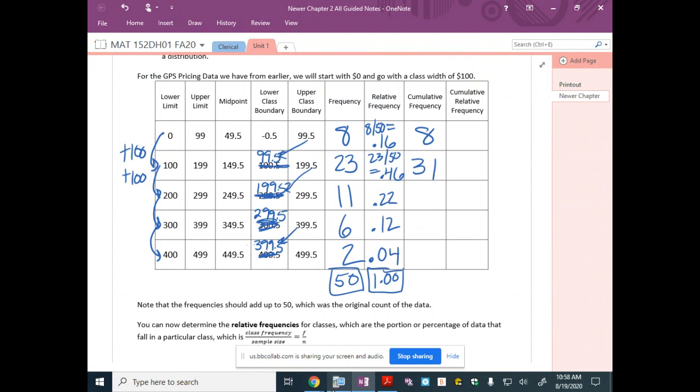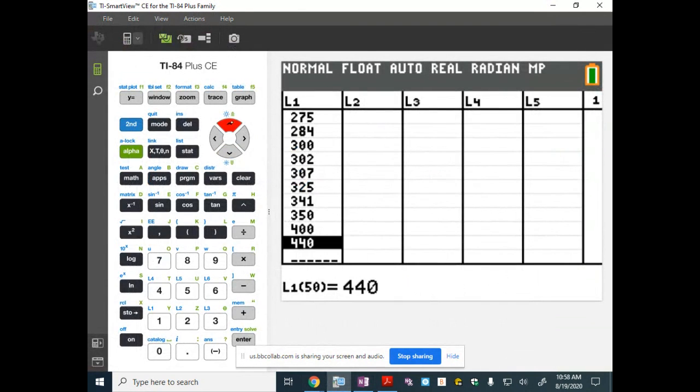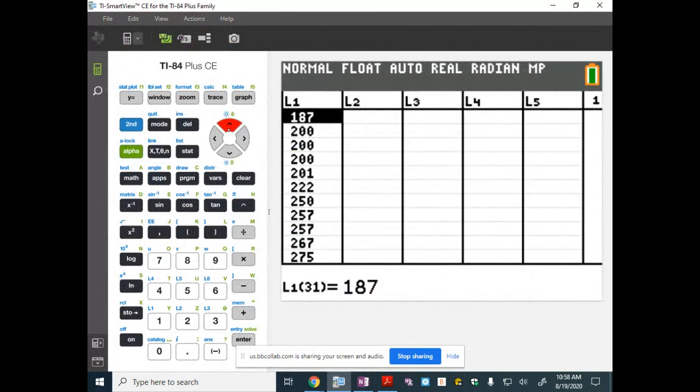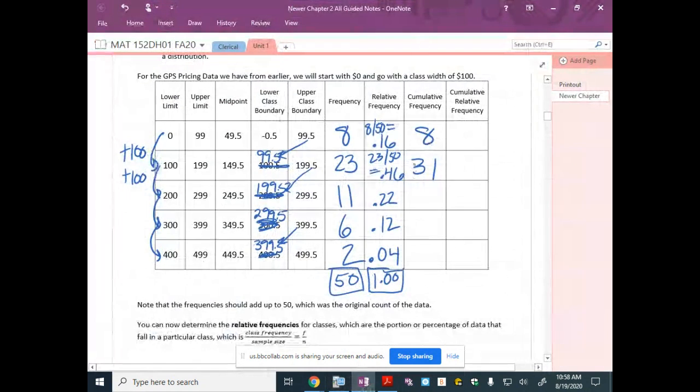Now, let's go back to the chart and see how many pieces of data were below 199 or below. Look, 31. So you can see it that way. So the next cumulative frequency, 31 plus 11, that would be 42. Because you had 31 before and then 11 after.